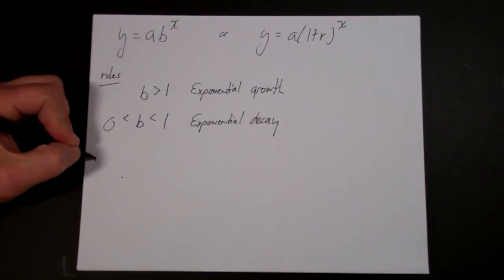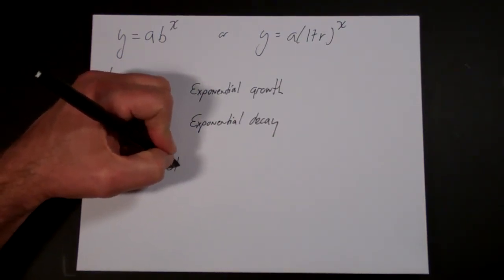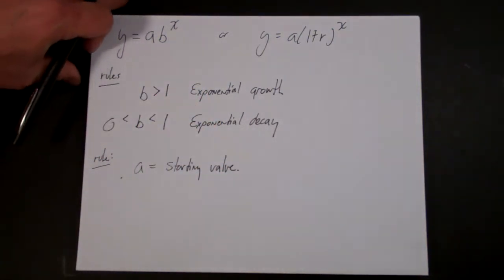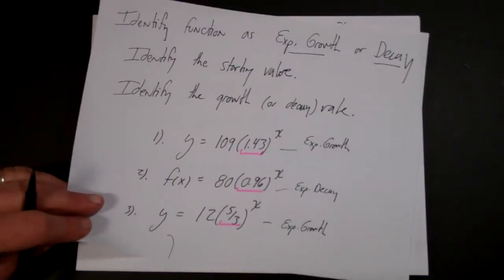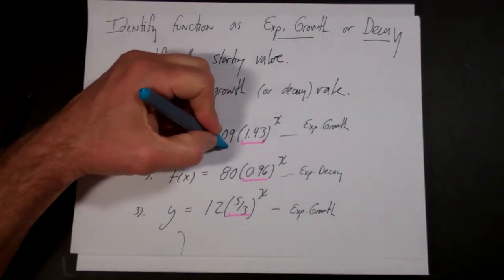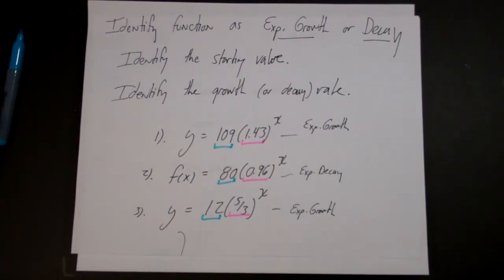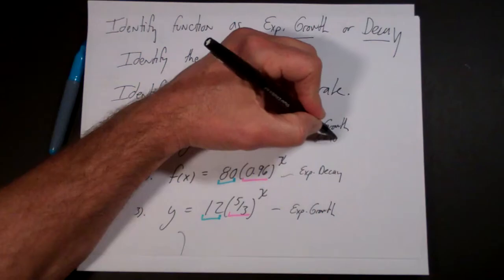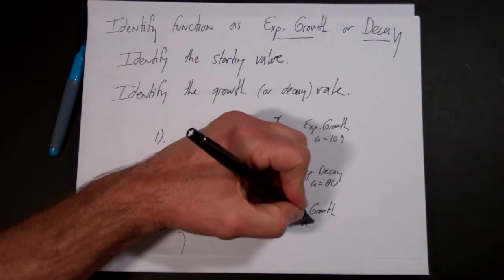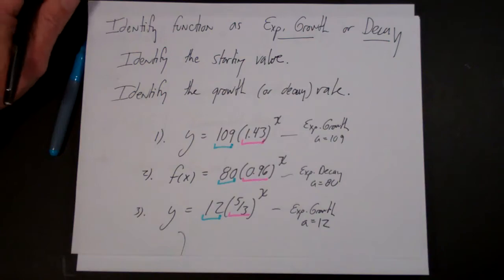The next step is simply finding the starting value, and a is the starting value. And if it appears like there's no a at all, then that means a is just 1. So let's look at each one of these. Let's mark in blue a. In this one, this is a, and in this one, this is a, and this is a. So in this one, the starting value is 109. And in this one, the starting value is 80. And in this one, the starting value is 12. That's how you identify the starting value.